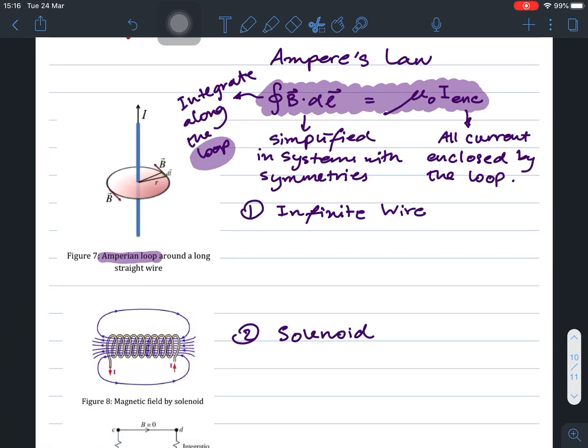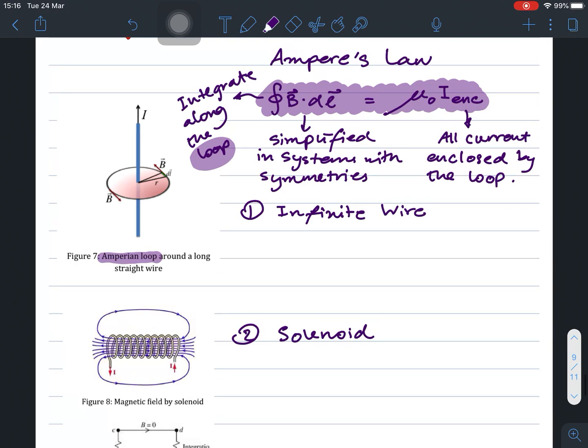Okay, in this video, we are discussing Ampere's law. Ampere's law is a simplified version of the Biot-Savart law that is used in some systems with symmetries. Okay, so let's see the equations and definition.